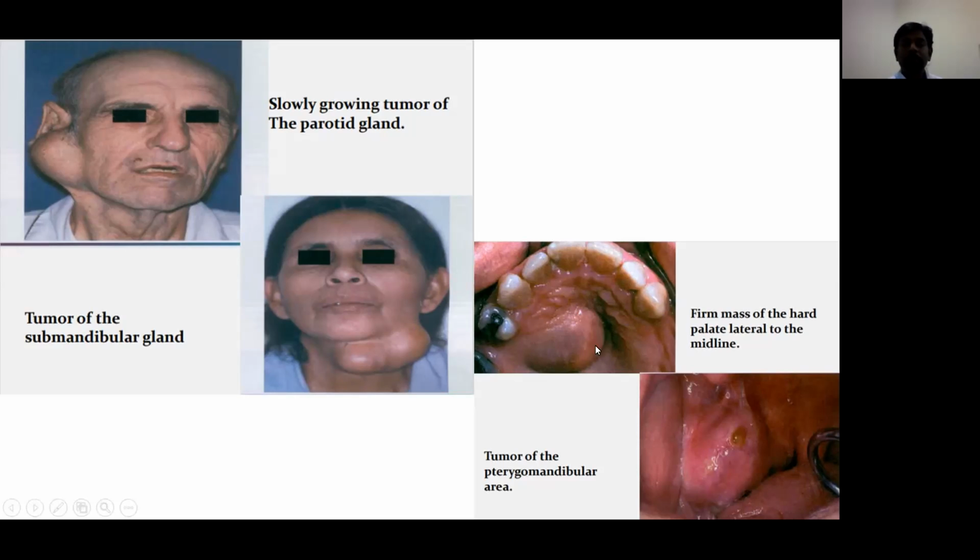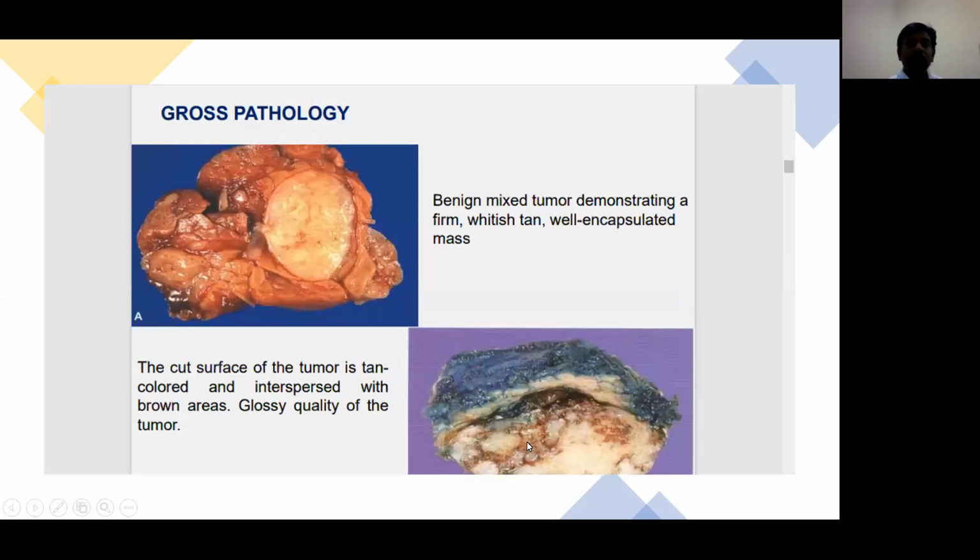This is the intraoral location in the palate. You can see, and you can even see the bluish tinge. That is because of the cartilage formation, the chondroid areas that can give this kind of bluish tinge. And grossly you can make out this circumscribed tumor, and sometimes you can even make out some cartilaginous areas in the gross itself. The cut surface has some kind of gray to brown areas.